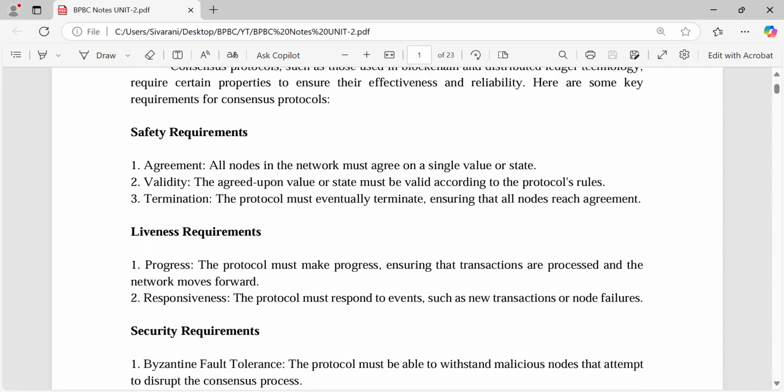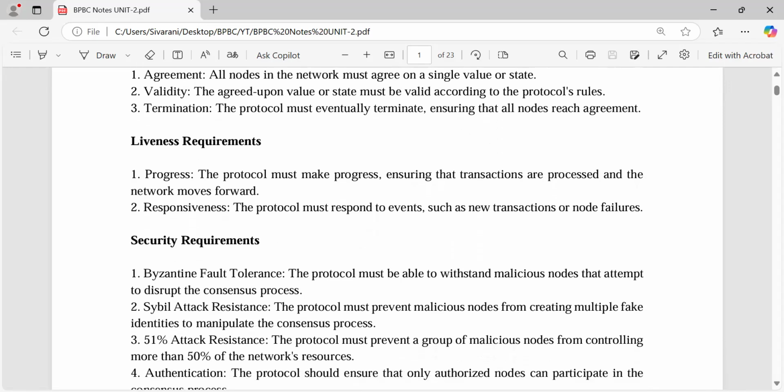In safety requirements, first is agreement. All nodes must agree on a single value or state. Second is validity. The agreed upon value or state must be according to some protocol rules. Third one, termination. The protocol must eventually terminate, ensuring that all nodes reach agreement. Otherwise, the node will be terminated. These are the safety requirements: agreement, validity, termination.